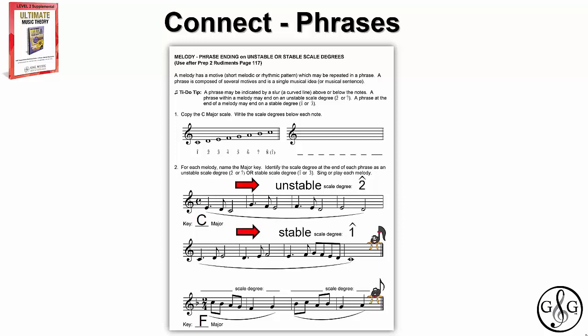Now the second melody is in the key of F major. So the first phrase ends on G, an unstable, scale degree 2, and the last phrase ends on A. And in the key of F major, that is a stable scale degree 3. Now it's important for you to play these pieces with your students so they can actually hear the difference between a stable and an unstable scale degree.